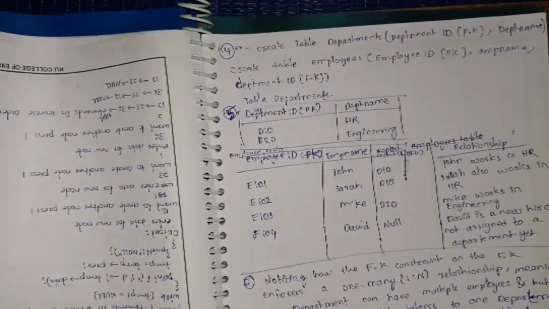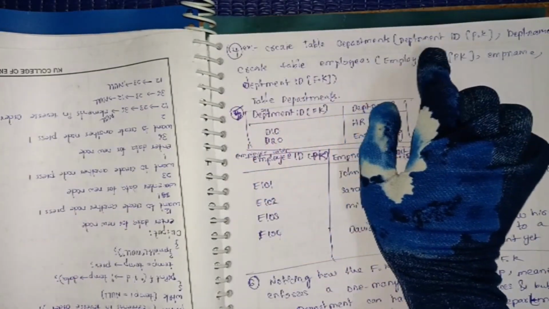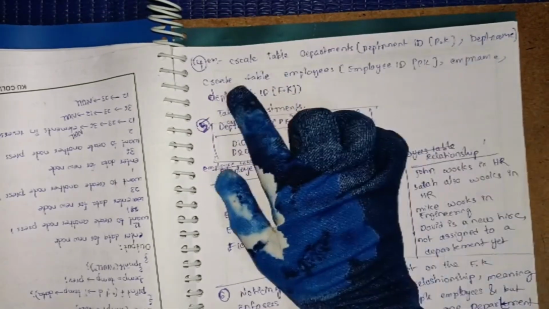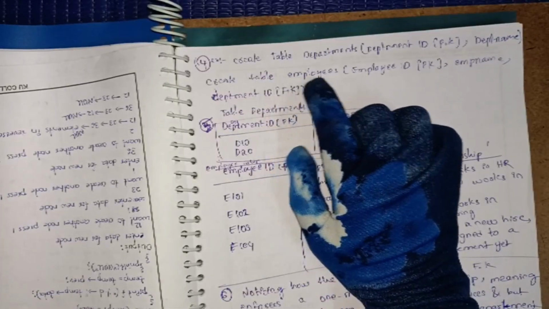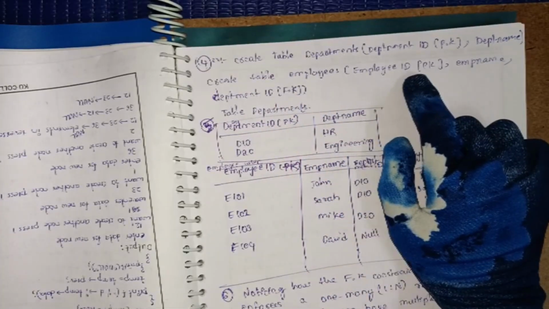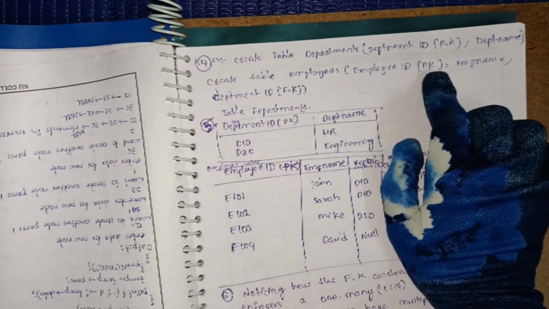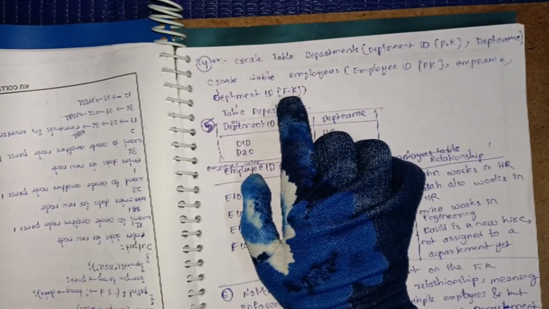So for example, create table departments with columns department id as primary key, and department name. Then another table we are creating: create table employees, with employee id as primary key, employee name, and department id as foreign key.